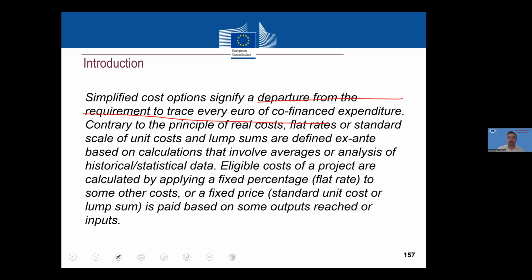So contrary to the principle of real costs, here the flat rates or standard scale of unit costs and lump sums are defined ex ante based on some calculations, and eligible costs of a project are calculated by applying very often a fixed percentage, a certain flat rate, to some other costs, or even a fixed price, like in the lump sums, based on some outputs that have been reached, or some inputs. You know this context of simplified cost options.